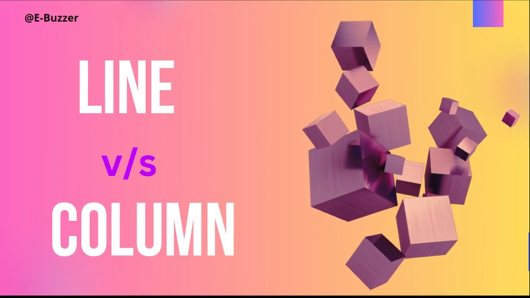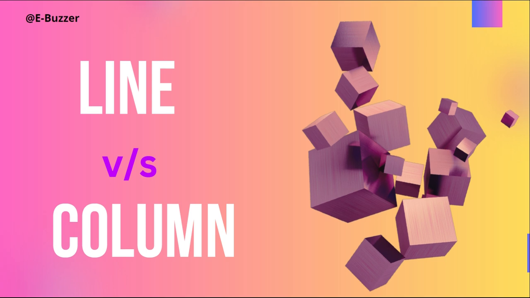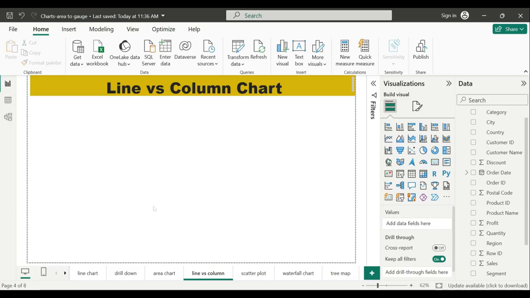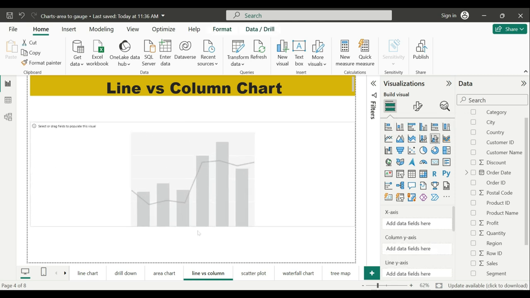Let us see how to work on combo chart. So it is a combination of column and line chart. Let us see that practically. There are two types of column versus line chart. You can see the first one is line and clustered column. So I click on this and expand it properly.